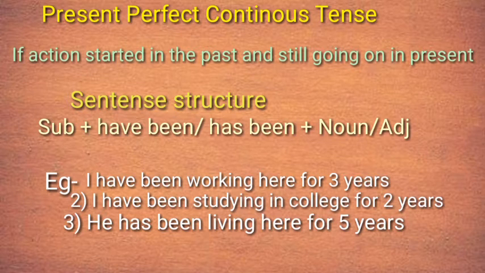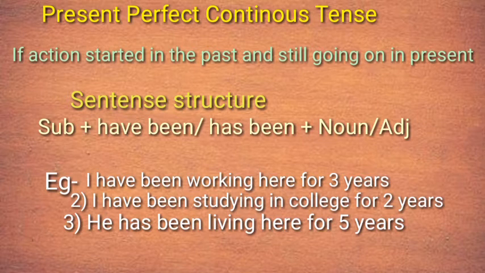Here we are describing that he moved to this city 5 years back, but he's still living here. So the action is continuing in the present. Then we use has been. We use present perfect continuous tense to describe any action that started in the past and is still continuing in the present. So he has been living here for 5 years. 5 years back he moved to this city, and he is still living here. He has no plan to go anywhere else.